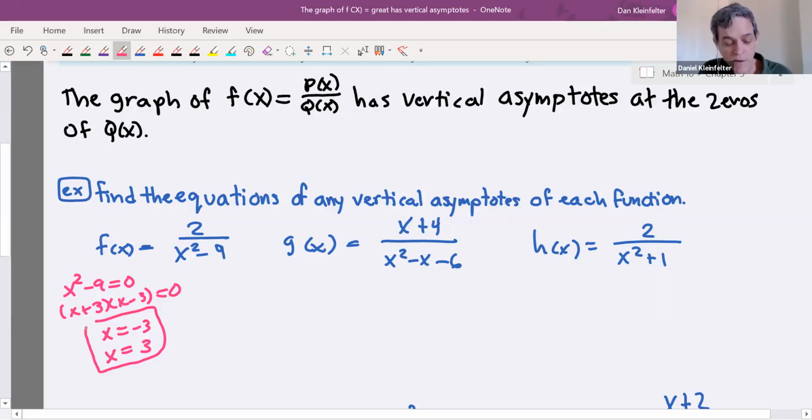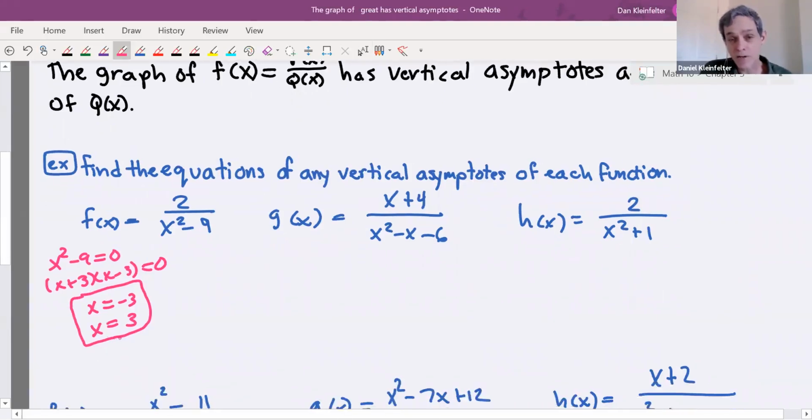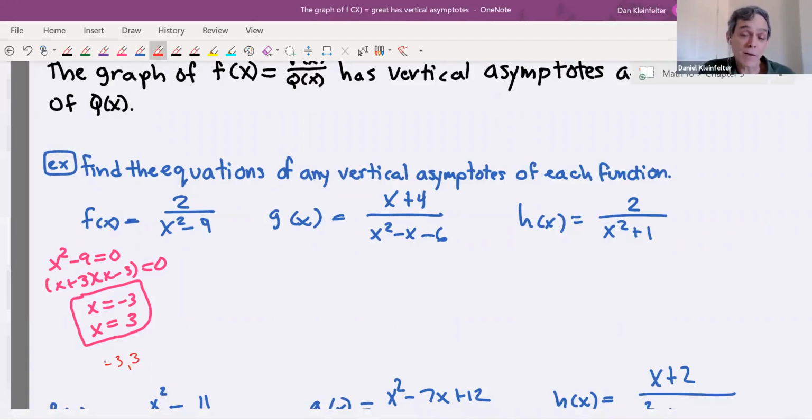So remember, with asymptotes, they're lines, right? And so you want to write down these as equations of lines. You want to see, as I've done them here, if you just wrote down negative 3 and 3 as two numbers, then that's not quite right. When you want to write down an asymptote, you want to write down the equation of a line. So make sure you're writing x equals this and x equals that.